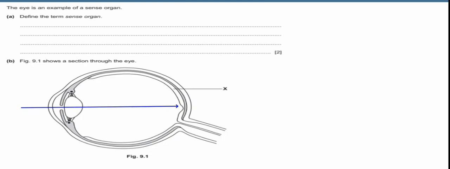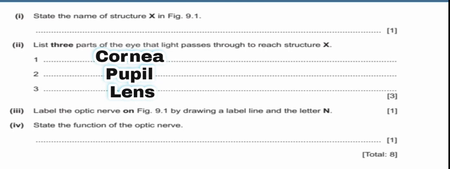Now we need to label the parts through which the light is going to pass. As you can see, the first one is the cornea, which is this one here. Then the next one is the pupil, where the light is going to pass through. Then the last one is the lens. So we have 3 parts where the light passes through to reach the part labeled X, which is the retina. So we have the cornea, followed by the pupil, then the lens.